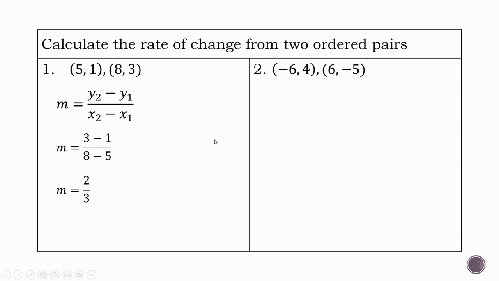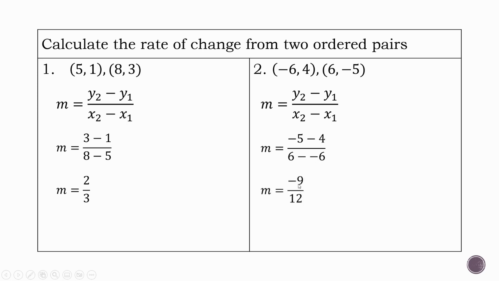Okay, looking at this one, I'm going to use the same formula, okay? My y2 is -5. -5 minus my y1, which is 4. -5 minus 4. And then 6 minus my x1, which is -6. 6 minus -6, okay? We simplify this. -5 minus 4 is -9. And 6 minus a -6. Remember, we see two negative signs right here. We can add instead. We would get -9 over 12.